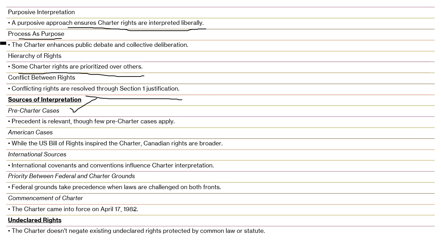From where does this interpretation come? So from various case laws. This is the main basic source of interpretation. So we follow different case laws, we see what courts have said in those case laws, and then we apply that in our interpretation. Then we sometimes follow the US Bill of Rights also. Then we have international covenants and conventions that influence Charter interpretation. Then federal grounds take precedence when laws are challenged on both fronts.